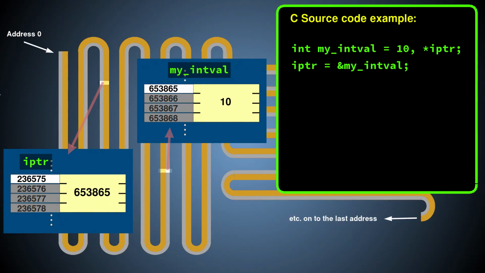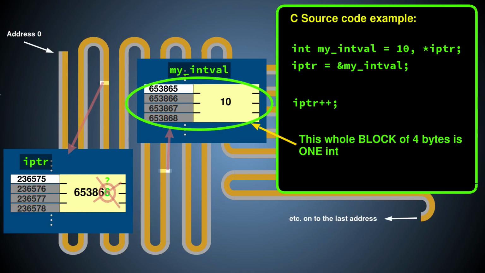653865. What would be the result of incrementing iPointer by 1, like this? You might think it should be 653866, right? Well, no, that would be wrong. This is because iPointer is a pointer to an int, and because the value stored in iPointer is the address of an int, this address can only change in steps of n bytes, where n is the size of the int data type. For the sake of this example, let's say an int is 4 bytes long.